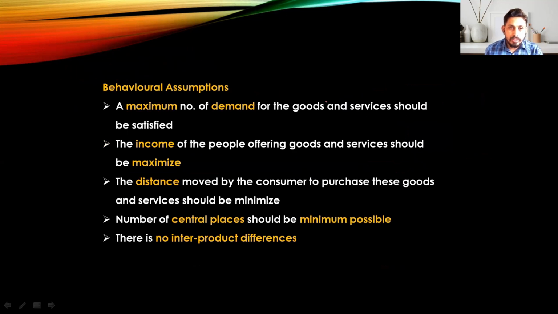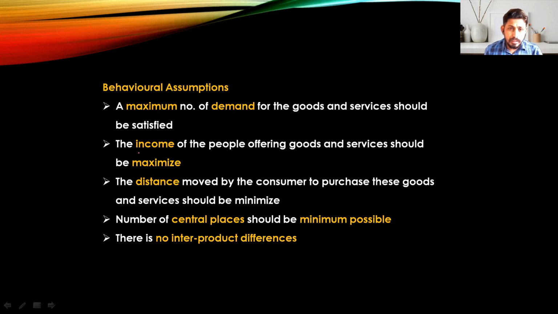Then, the behavioral assumptions of the theory. Behavioral assumptions generally depend upon how human beings behave. This theory is applicable when humans behave like that, meaning rational behavior. So the first one is that the maximum number of demands for goods and services should be satisfied, meaning most of the demands in that area are satisfied. That's why people were acting rationally.